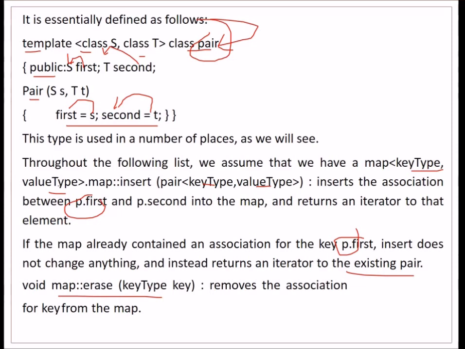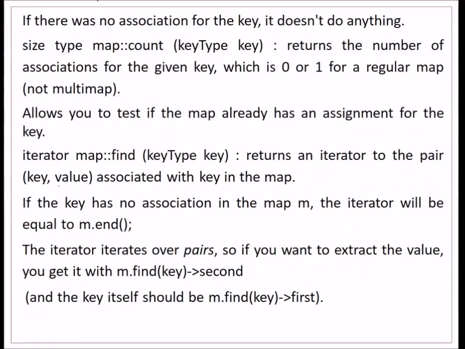While map erase with a key of type key removes the association from the map. But there may be a case where there is no association for the key. If there is no association, it doesn't do anything. Then we have size type map count. It returns the number of associations for the given key, which is 0 or 1 for a regular map, and it is not so for a multimap because you have multiplicity.